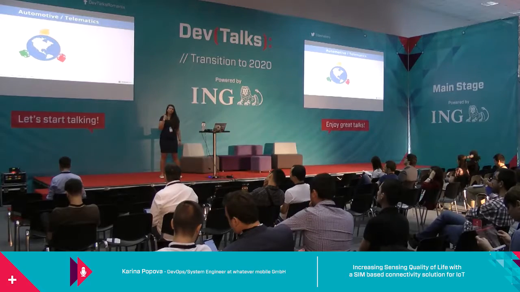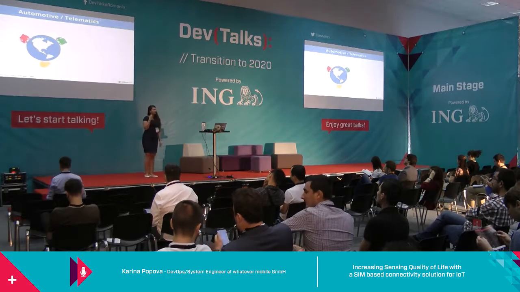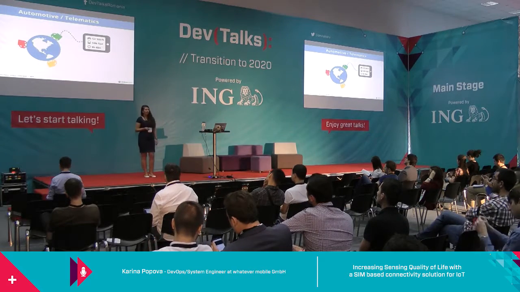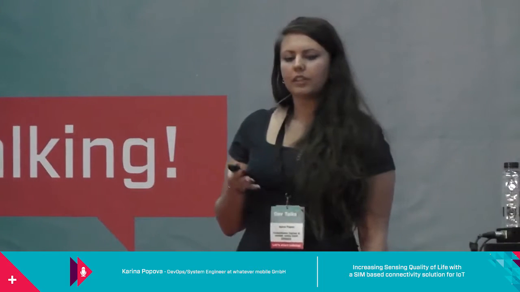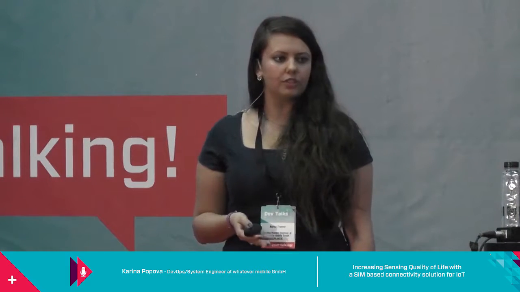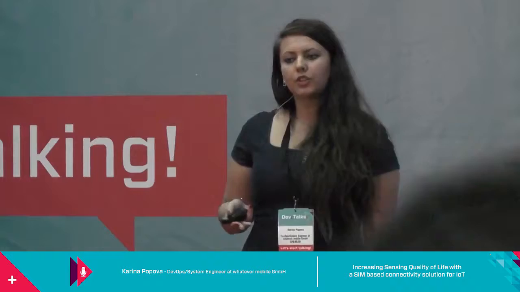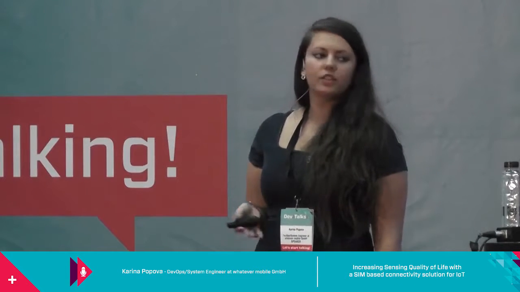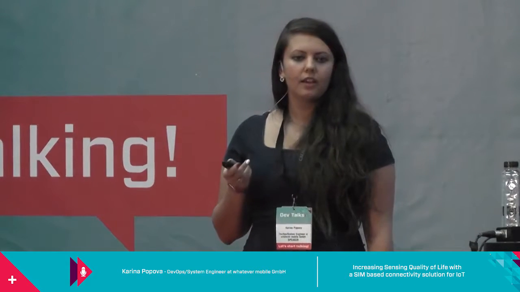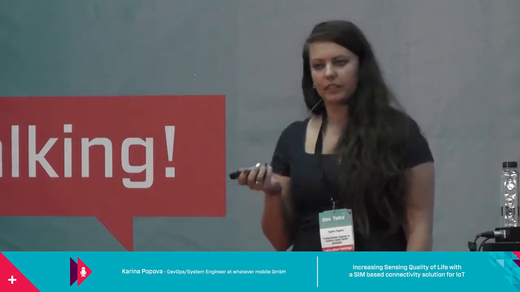So the first one is about the automotive or telematics area, which means car rentals, delivery services, and enterprise logistics. They spend a lot of time and energy on fleet management, but they are not yet able to track location, mileage, and fuel consumption if they cross borders, because different SIM cards and networks have to be used.